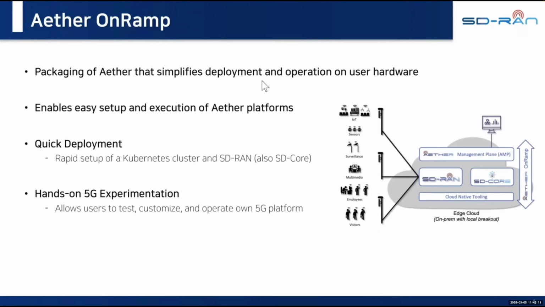Now let's talk about Aether OnRamp. It plays a crucial role in simplifying SD-RAN deployment. You can think of Aether OnRamp as a lifecycle management tool that simplifies the deployment of Aether platforms on your machine. It makes the SD-RAN deployment process easier. A key advantage is fast deployment. Users can easily set up a Kubernetes cluster and deploy SD-RAN with minimal effort. Instead of manual setup, OnRamp automates most of the process. With Aether OnRamp, users can test their own 5G platform. It is a great tool for O-RAN research and development.